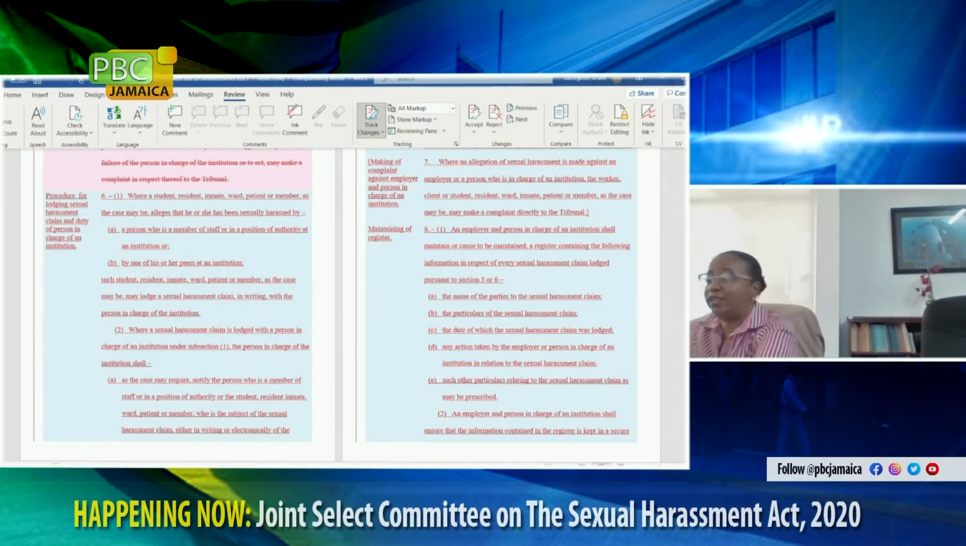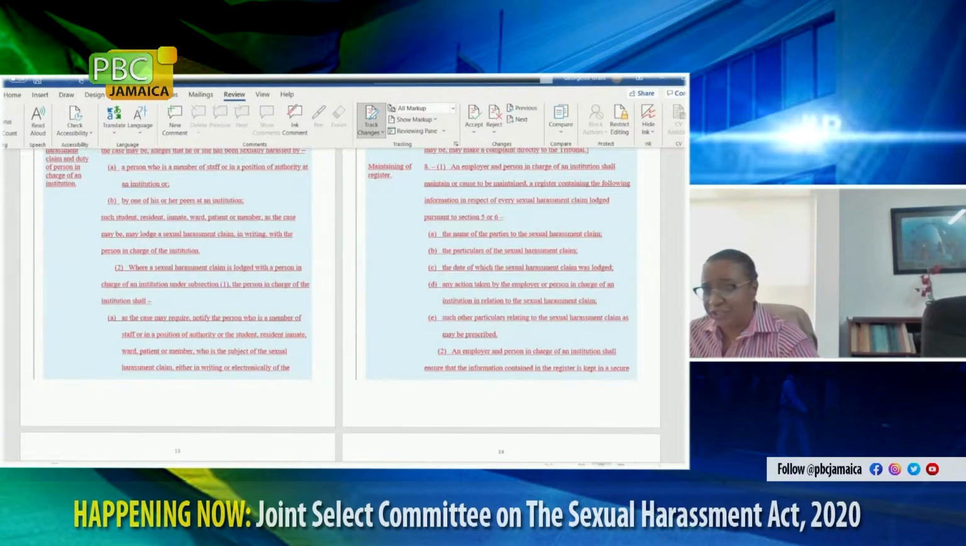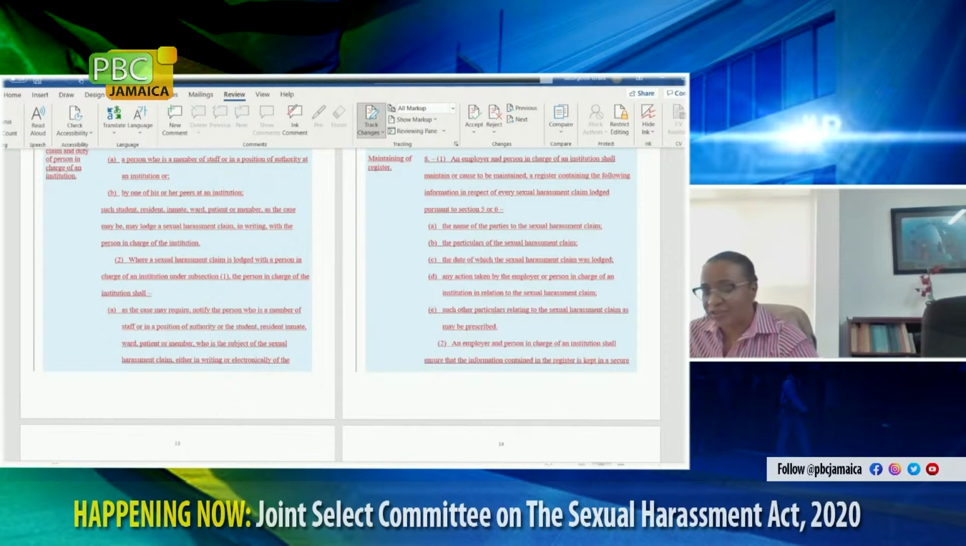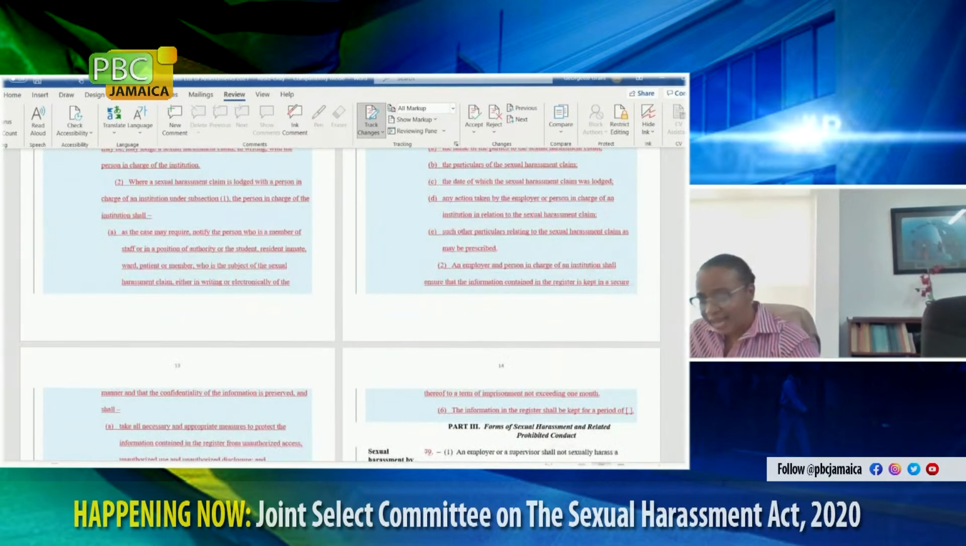The committee also instructed the technical team that you wanted us to insert a provision to deal with a register. And so I have inserted also a new clause 8, which I would read into the record: maintaining of register. Subclause 1, an employer and a person in charge of an institution shall maintain or cause to be maintained a register containing the following information in respect of every sexual harassment claim lodged pursuant to section 5 or 6A: A, the name of the parties to the sexual harassment claim; B, the particulars of the sexual harassment claim; C, the date on which the sexual harassment claim was lodged; D, any action taken by the employer or the person in charge of an institution in relation to the sexual harassment claim; and E, such other particulars relating to the sexual harassment claim as may be prescribed.